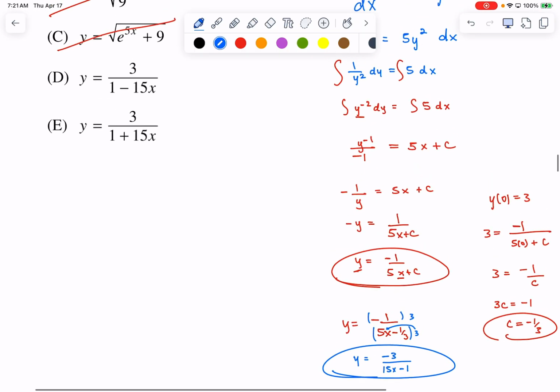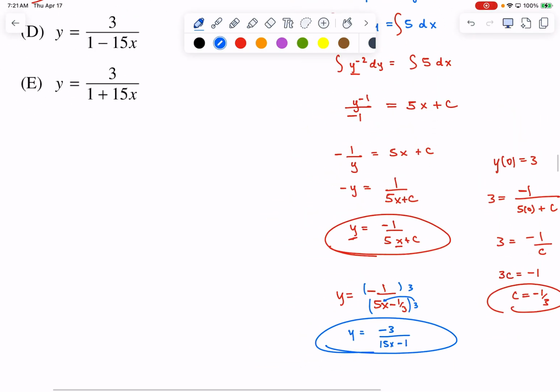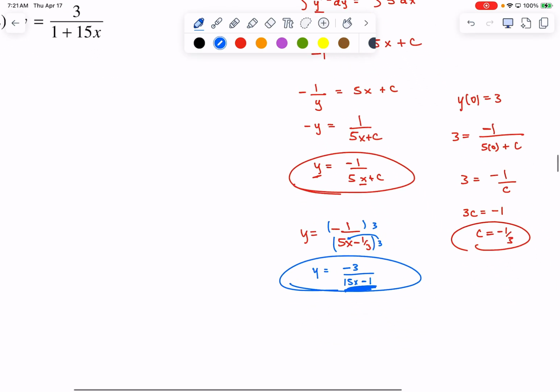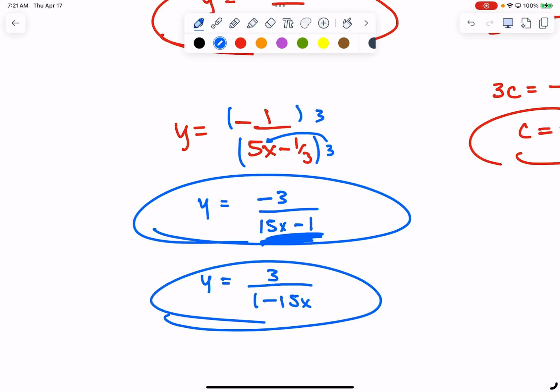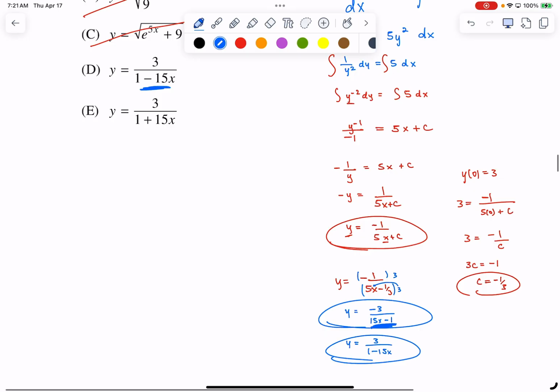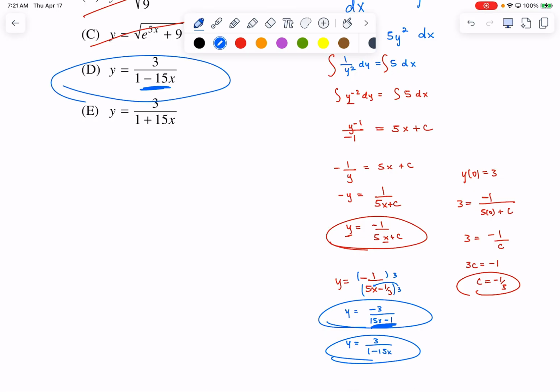Why didn't I get a negative? Oh, look. Do you see mine's 15x minus 1? Do you see theirs is 1 minus 15x? Oh, so they just switched the signs on top and bottom. So they made it positive 3 on top and then made it 1 minus 15x. That's a jerk move. I hate this. That one's tough. So 24. Yep, D.